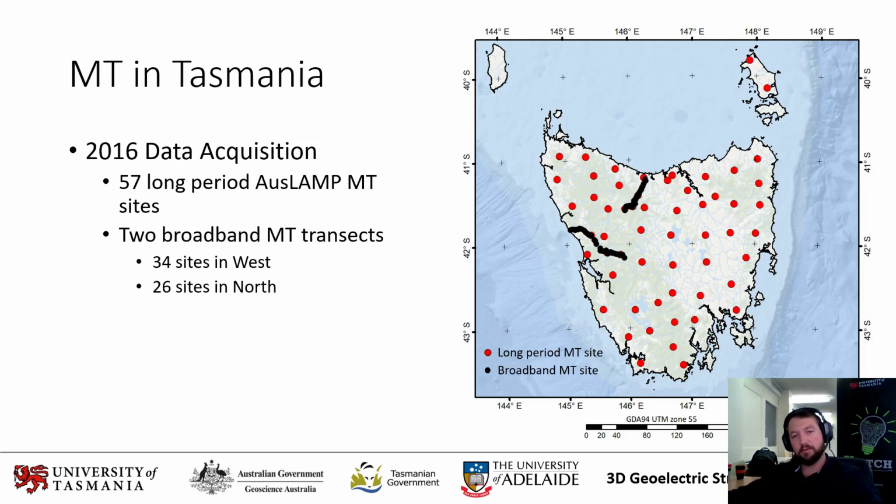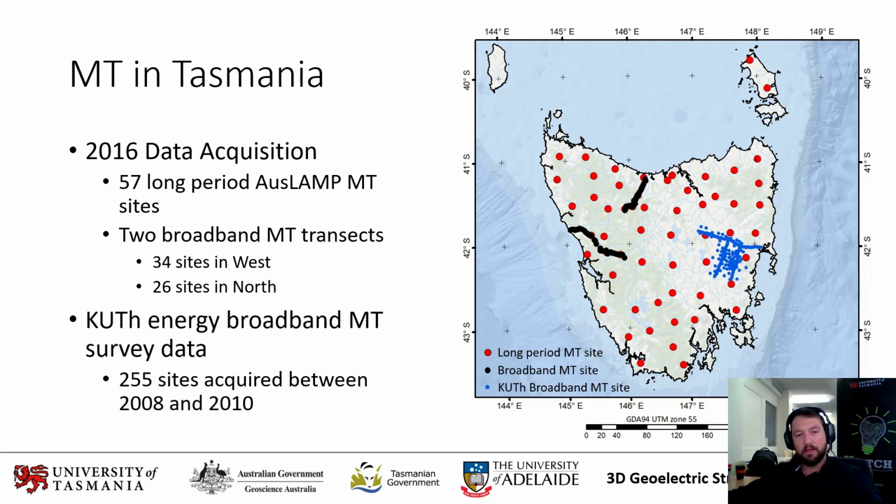We also acquired 2 higher resolution broadband transects for shallower imaging, and some of the legacy data available includes a large array of broadband sites acquired by Moombarriga Geoscience between 2008 and 2010 for KUTH Energy as part of a geothermal exploration campaign. So I'll be talking about all these datasets with the exception of the northern transects, which unfortunately suffered from a significant degree of power line noise.